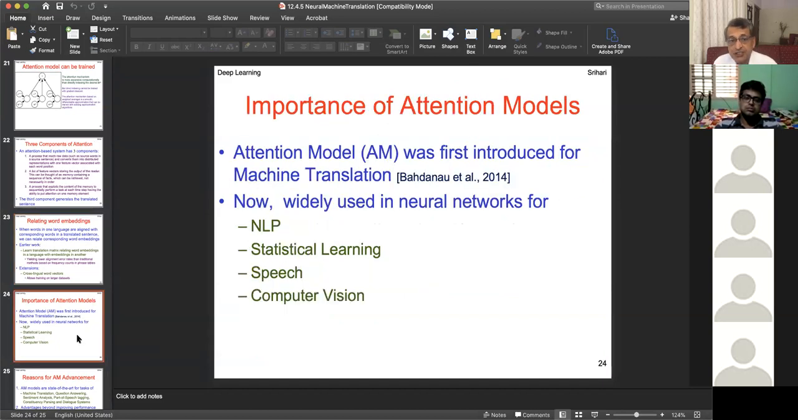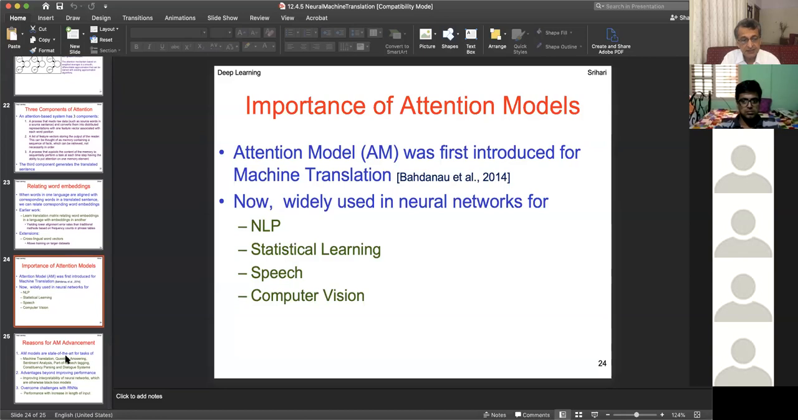My last two slides for today's lecture are just very general statements. What is the importance of attention models? Okay, when did this come around? Attention models were first introduced for machine translation by an author, Bahdanau, in 2014. So it's about 5 to 6 years ago when this whole idea of attention models was introduced, about how we can have different weights for different inputs while we are doing a sequential task such as natural language processing or machine translation. And it became a remarkable tool for NLP, natural language processing, for statistical learning more generally, for speech, for computer vision.